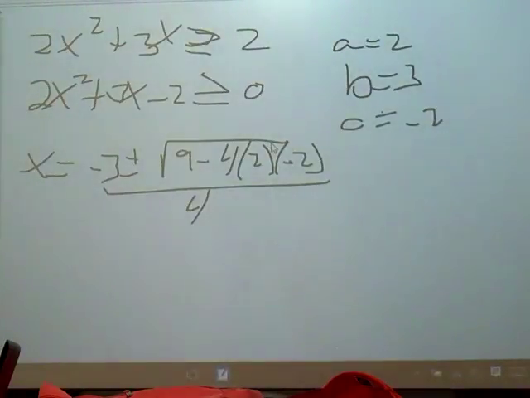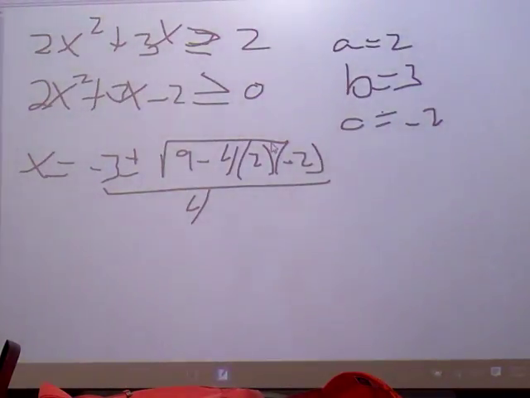Underneath the radical, a lot of y'all were still missing this on Friday. Y'all were getting the wrong thing underneath the radical. You ought to know that underneath the radical, your number is going to be bigger than 9, because you've got a negative times a negative, which means positive, which means you're going to add something to 9.